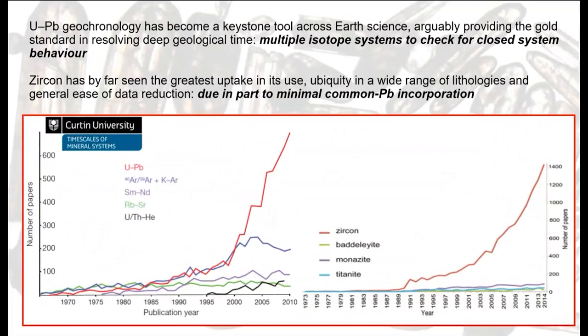Just for a little bit of context, you can see publication year here. This is the number of papers published, and, no surprise, uranium-lead wins on that.